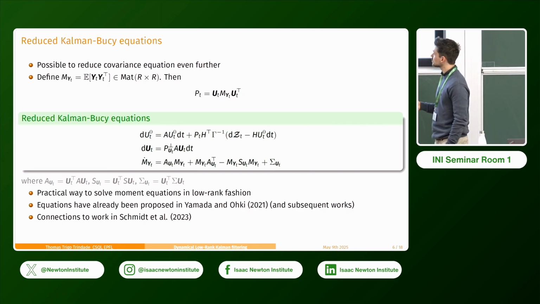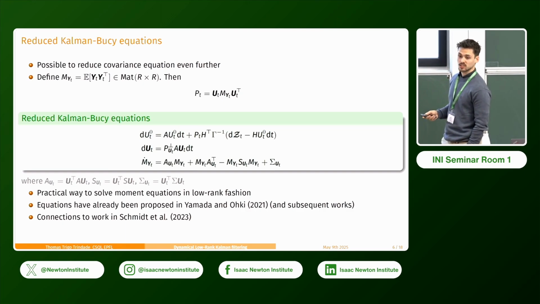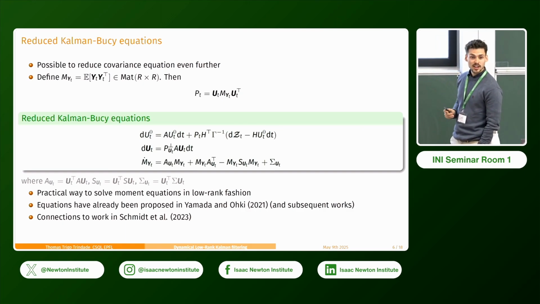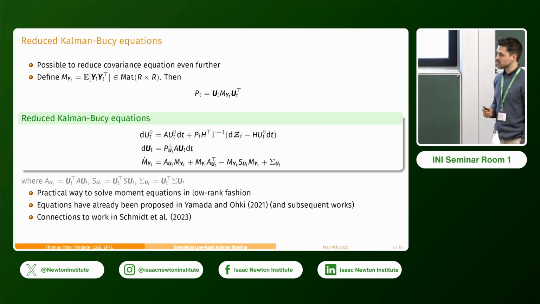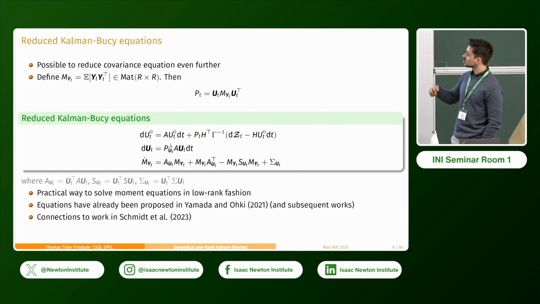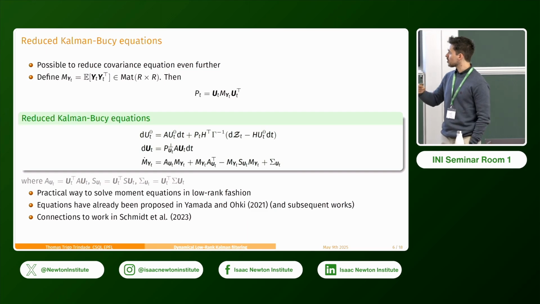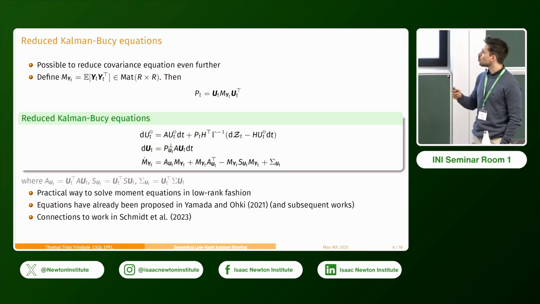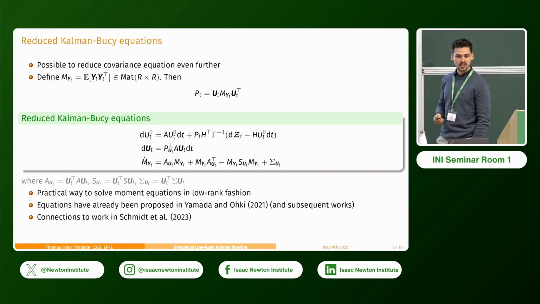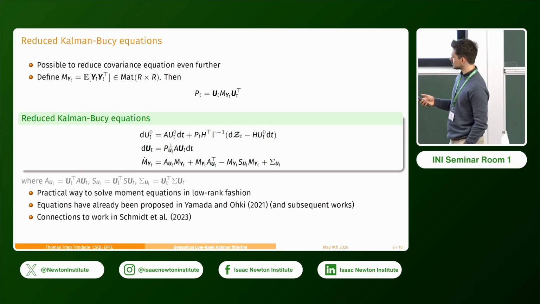I should also mention that we realized, after deriving these equations, that they have already been proposed in a different context, for a different situation. We just essentially got there through a different path, and our derivation allows us to understand why this low rank process makes sense in that setting. So this is also nice.